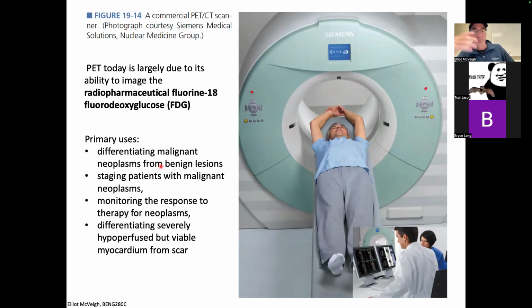So if you do a huge round of chemotherapy, whatever, and then you go back and image the patient and all those hot spots are gone, well, that's a great sign, right? So that's often done.